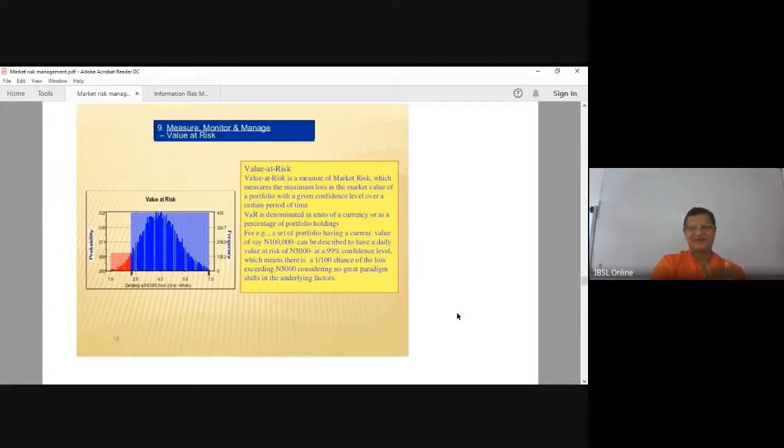Now a lot of people think this is historical, but the value at risk measure has now even improved to a stress value at risk method. So I will try to do that stress value at risk method when we do stress testing in our session.